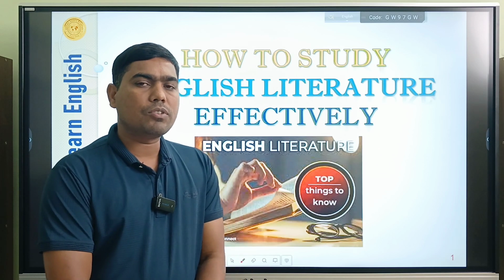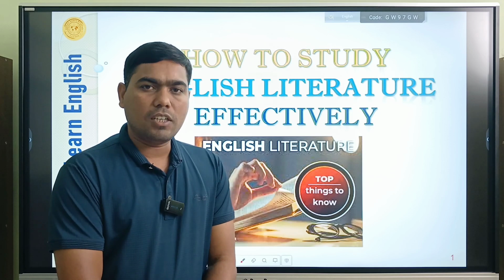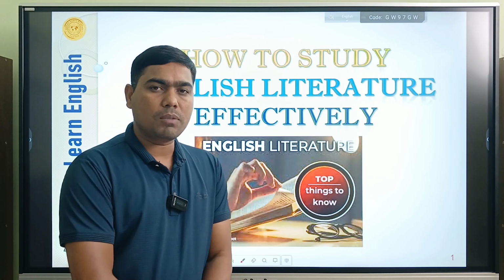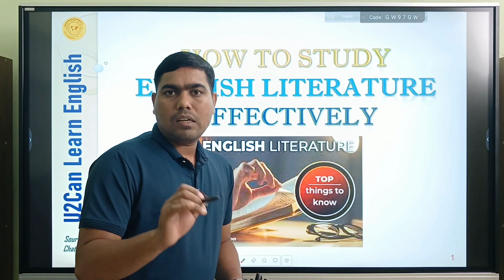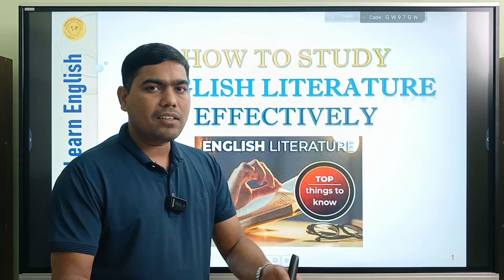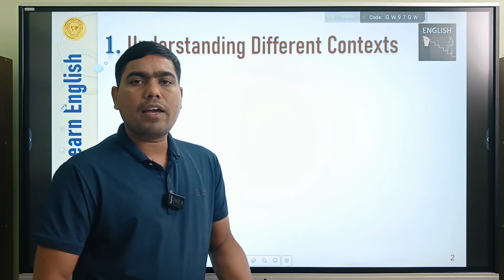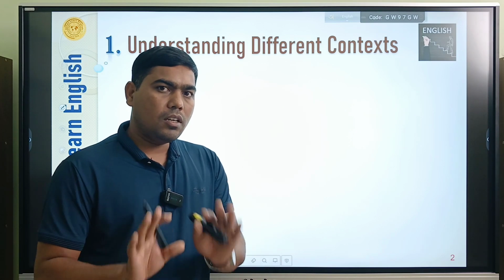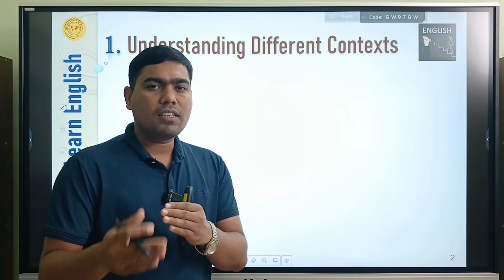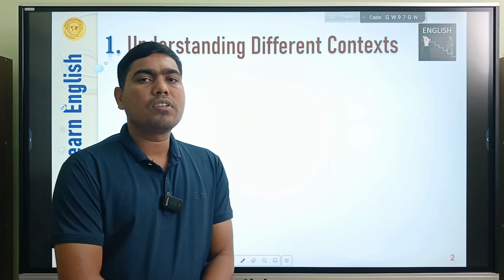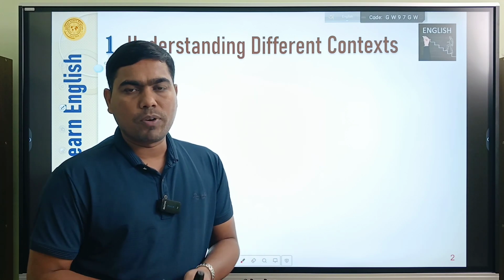So, I'm going to talk about all the things and topics related to study English literature effectively. I hope you will stay with me till the end of this class and know the top things by which you can study English literature very effectively. Mainly, here I have selected 11 important things or points which, if we follow serially or sincerely, I hope you will be able to understand English literature very well.